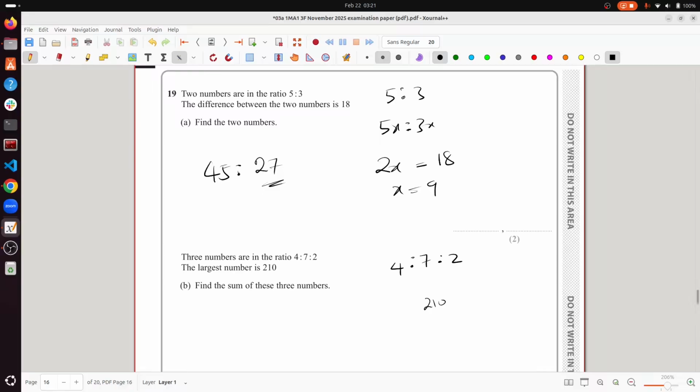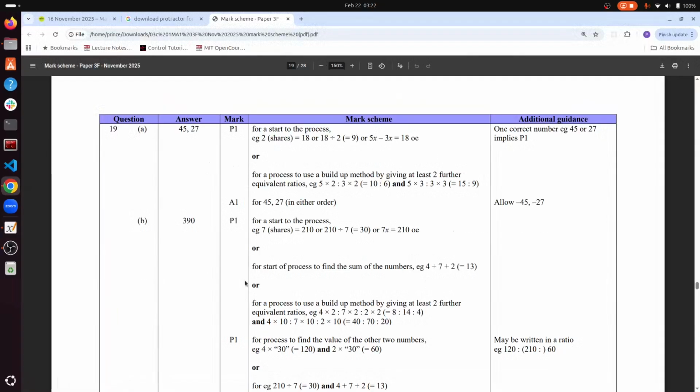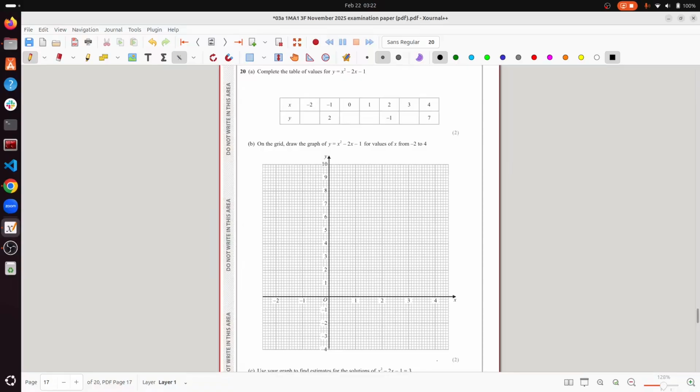So if here is 7 and I have 210, I've multiplied here by 30. So if I multiply each one by 30, that will give me 60, and that will give me 120. If I add them all together, that is 210 plus 180, and that gives me 390. Those are the sum of the 3 numbers, 390. That's correct.